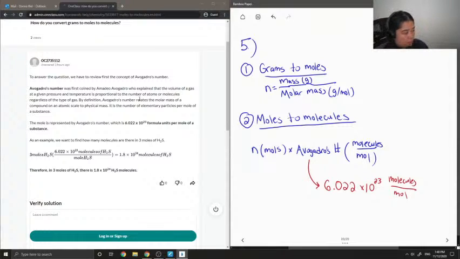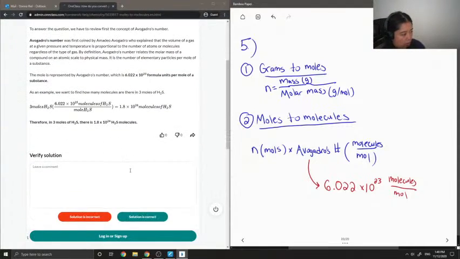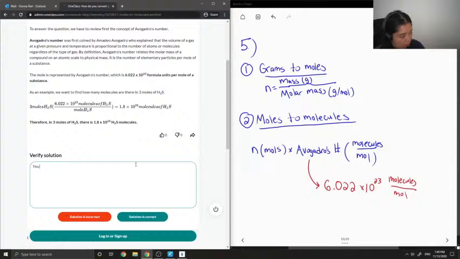So the mole is represented by Avogadro's number, which is 6.022 times 10 to the 23 formula units per mole of a substance. As an example, we want to find how many molecules there are in 3 moles of hydrogen sulfide. So if you had 3 moles, you would just multiply it by Avogadro's number, and you end up with 1.8 times 10 to the 24 molecules. Okay, so that was a nice example. So this solution is correct.